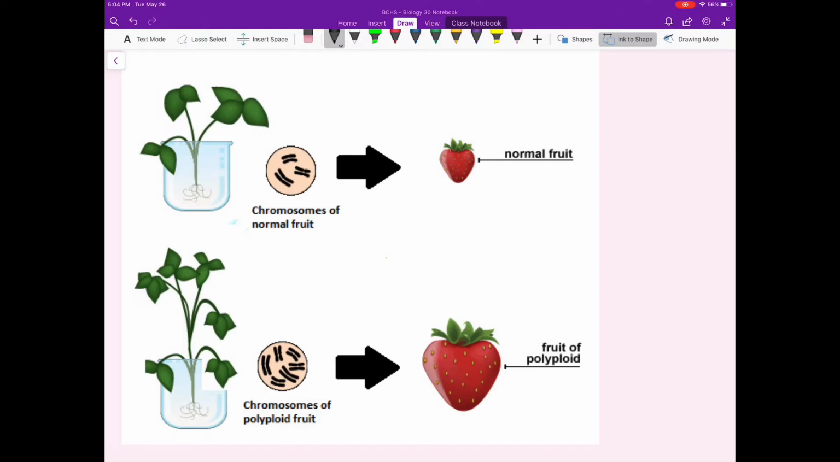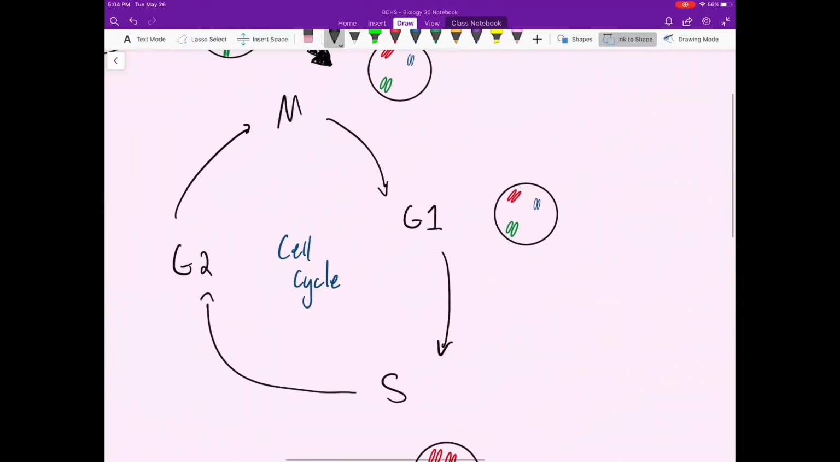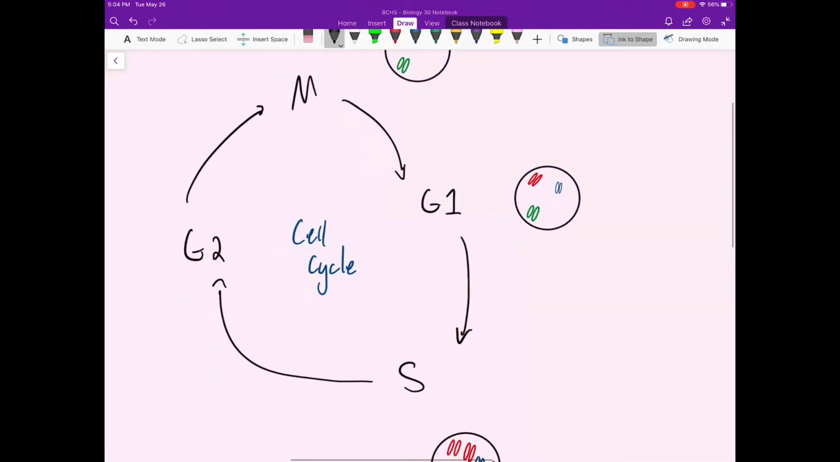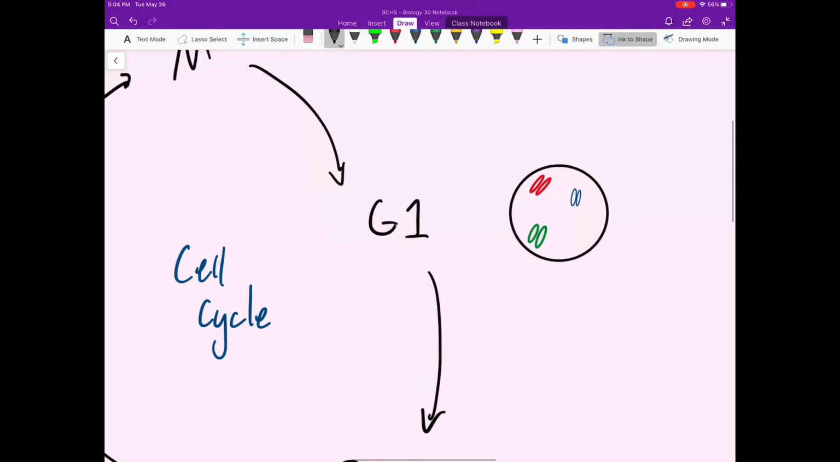The question becomes, how do you make an organism polyploid if it wasn't already? And for that, we have to know about the cell cycle. So far, in the cell cycle that you were introduced to, the cell cycle starts at G1, and G1 just means growth.